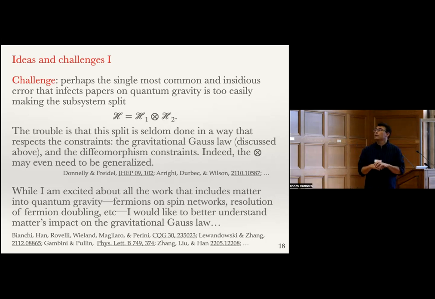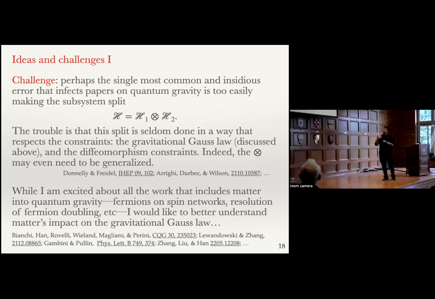And it gets worse when you get into the full symmetry of the theory where you have diffeomorphism constraints as well as the Gauss constraint. So the right way to think about it, to achieve spacetime subsystems, is one of the big problems that I'd like to understand much more deeply.